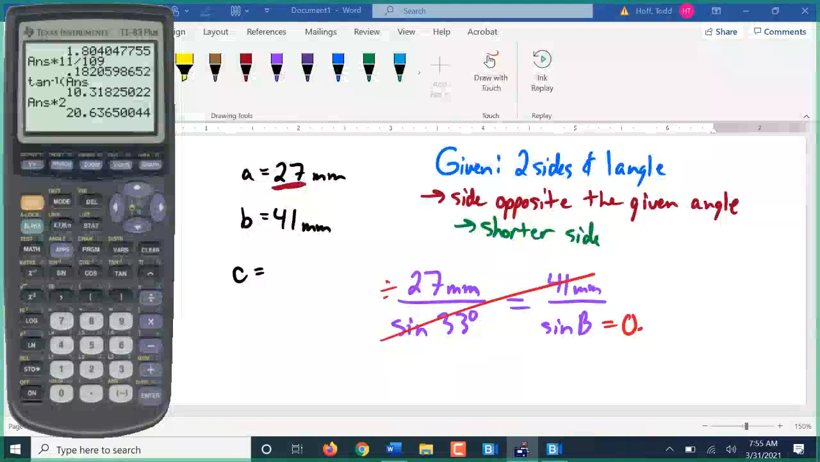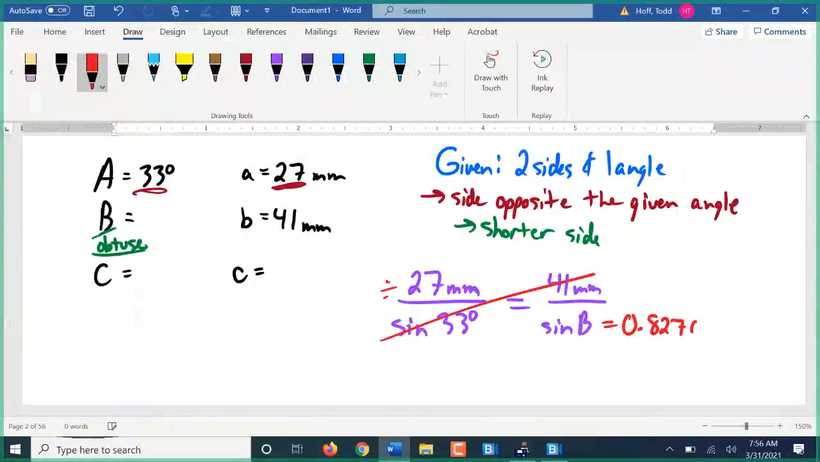We have sine of 33, make sure you close that parentheses. Make sure you get both 3's in there. Times 41 divided by 27 gives us 0.8270 for sine of B.